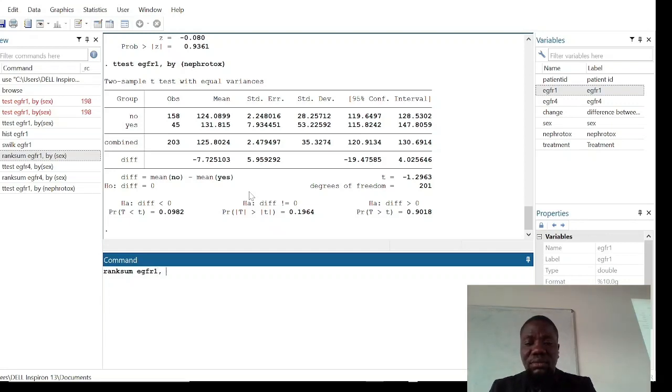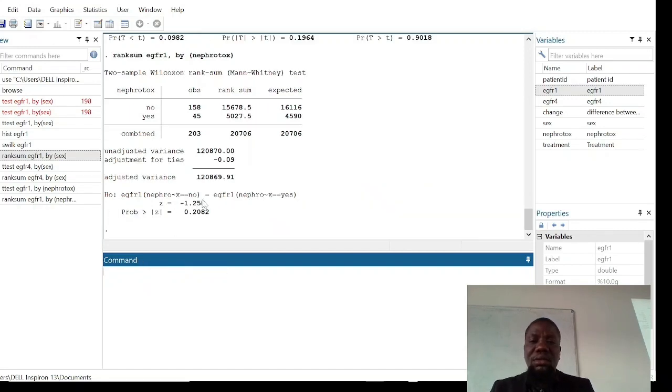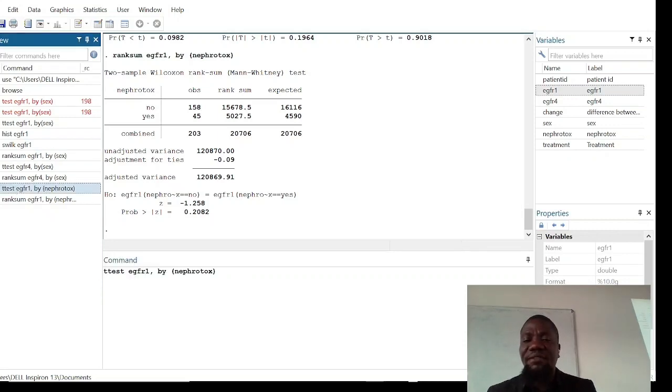EGFR 1 by nephrotoxicity. And it's also agreeing that at the time these patients were initiating treatment, there was no significant difference in the estimated glomerular filtration rate. Now let's ask this same question after treatment.